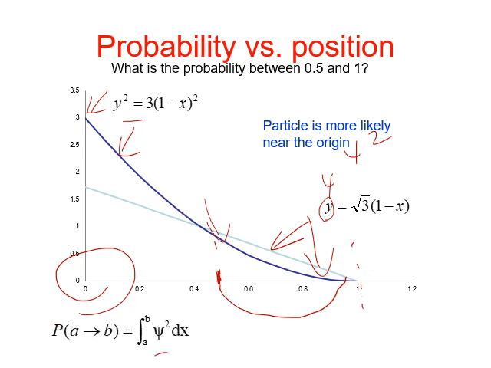You square it, you integrate from a to b. A is 0.5 and b is 1. So you need to write this equation to represent the probability from 0.5 to 1. And then you do some mathematical integration, and the answer is 0.04.